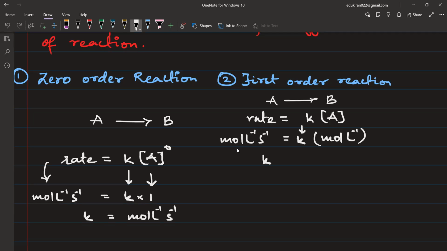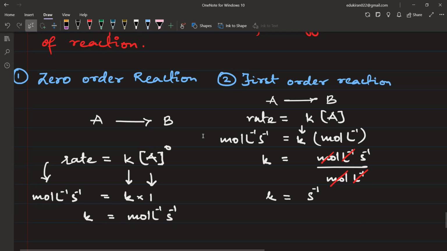Now what is equal to K? K will be equal to, this will go down and you will have moles per liter per second divided by moles per liter. Here we can cancel the mole. Here we can cancel the liter inverse also. So what will be the unit of K? Second inverse. Got it? Yes or no? Please tell me, guys. Yes, sir. Okay. Right. Next.